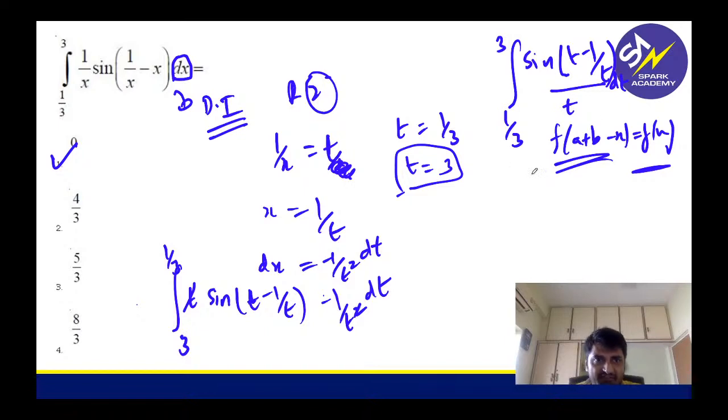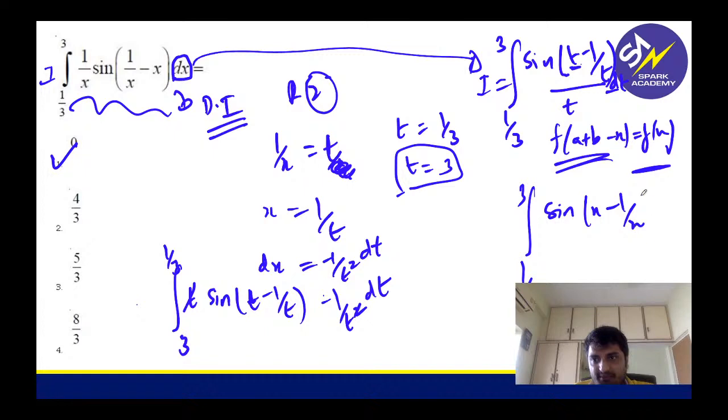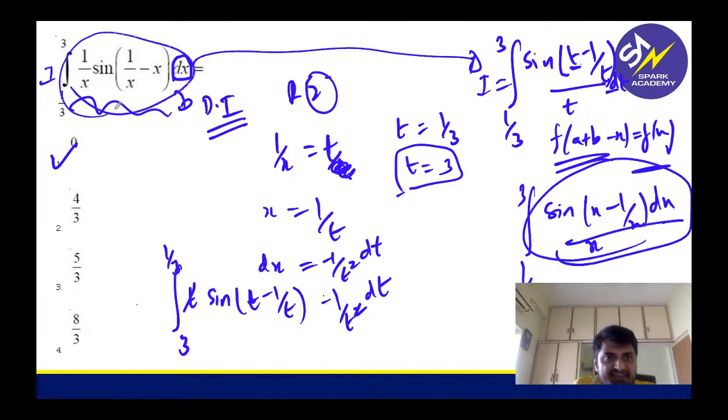Or if you want to have a look again, one more way of looking at things is, look at this, guys. If you replace t with x, what am I getting? This is I. This is also I, right? After transforming also we are getting the same thing. If you replace t with x, same thing, 1 by 3 to 3, sine of x minus 1 by x, dx by x. Are you observing this is negative of this? Here you are getting 1 by x minus x, here you are getting x minus 1 by x. So if you add, you are getting 0.